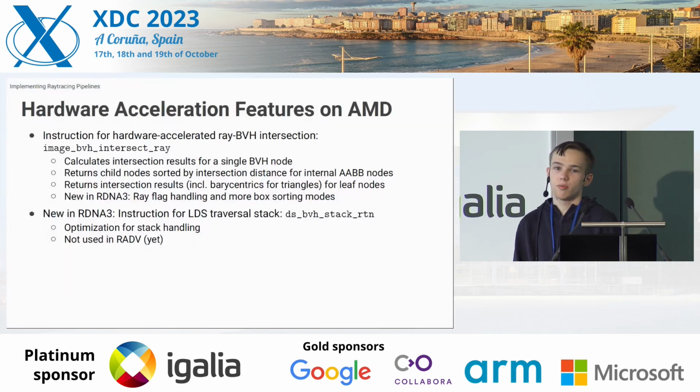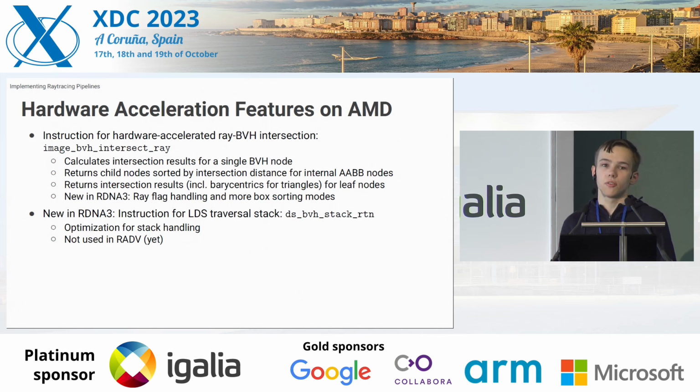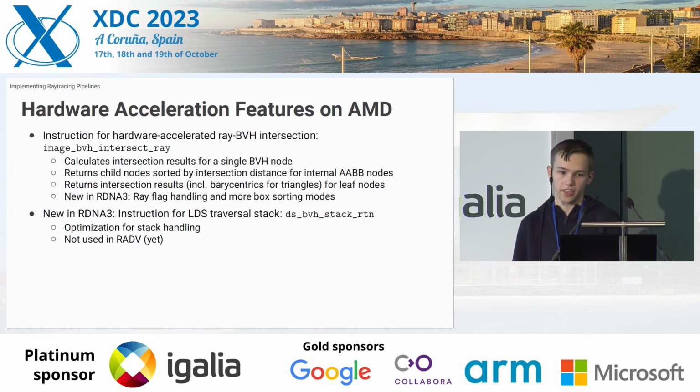So the hardware actually provides us with some parts that accelerate ray BVH intersection, which is this image BVH intersect ray instruction. And that just calculates the intersection results for a single BVH node. So if you have one internal AABB node that you want to test against, that instruction will go through each of the 4 child nodes and test their AABBs against the ray. And then it will give you each of these child nodes that hit the ray, sorted by the intersection distance. So the child node that was intersected closest to the origin will be returned first, and other nodes will be returned later.